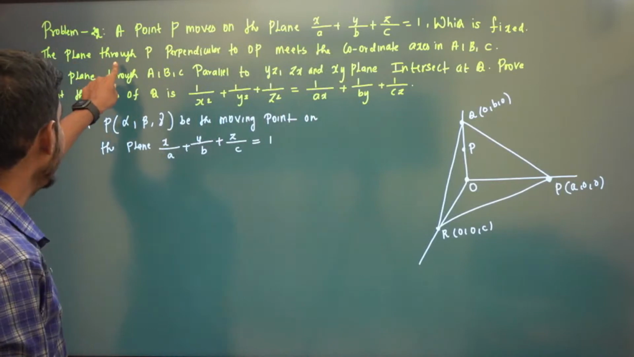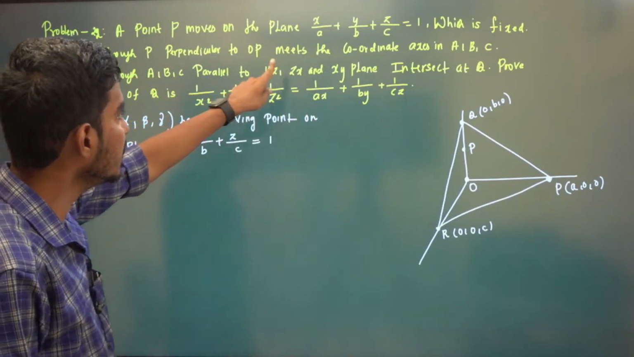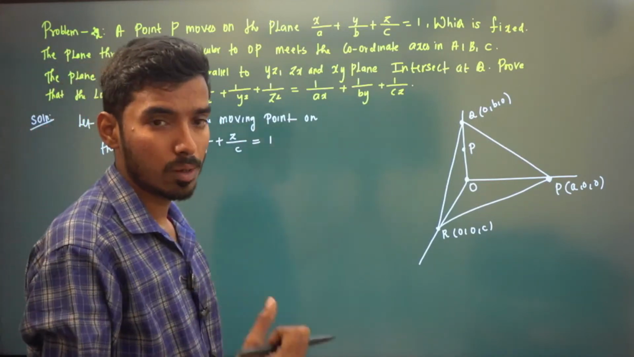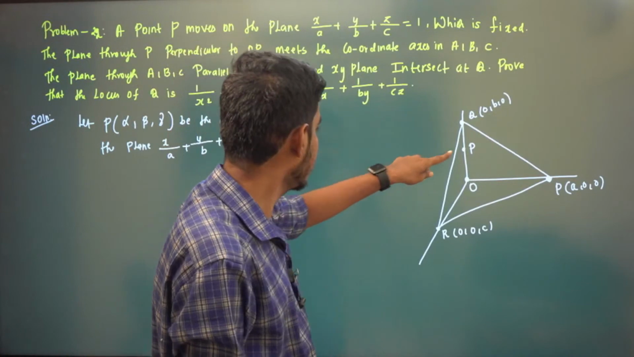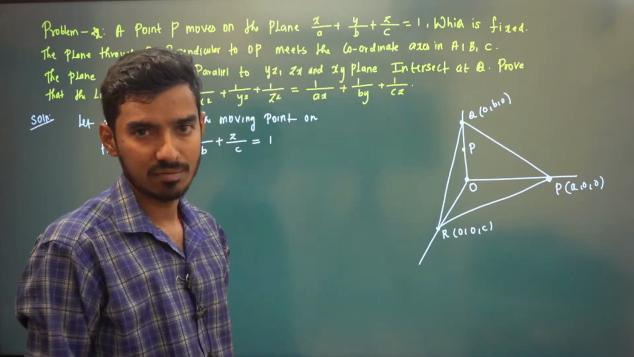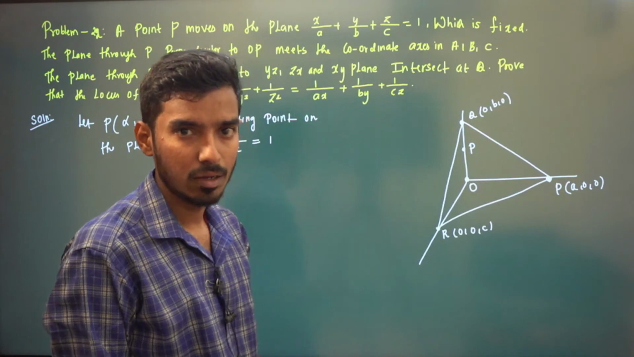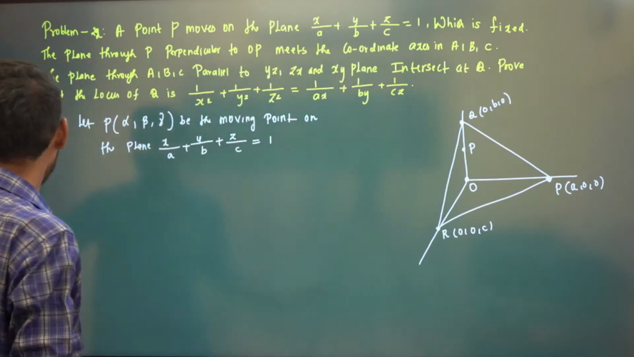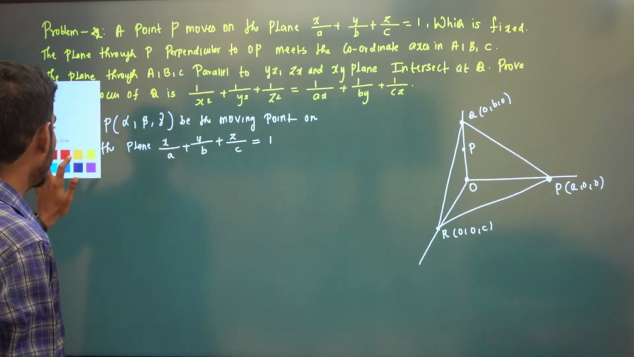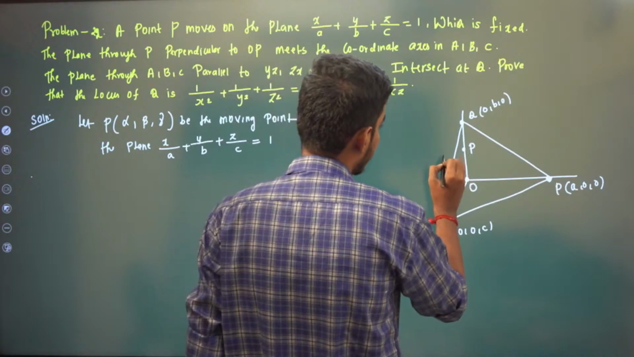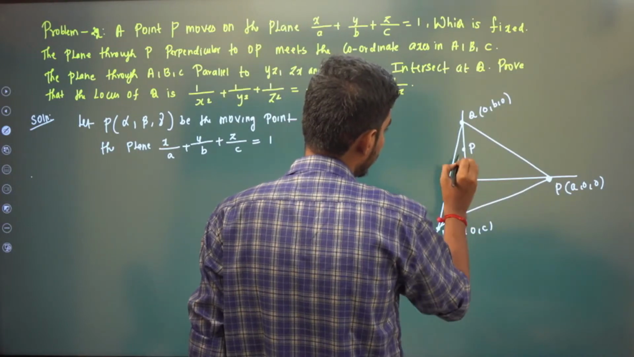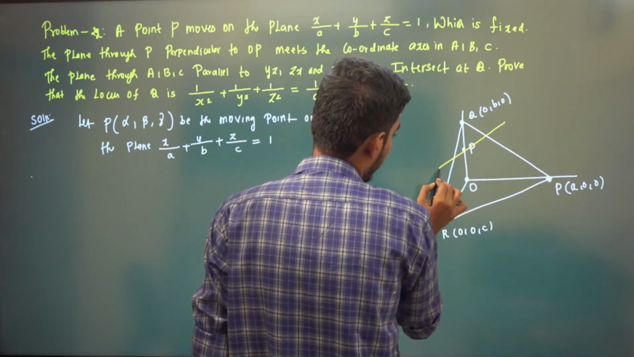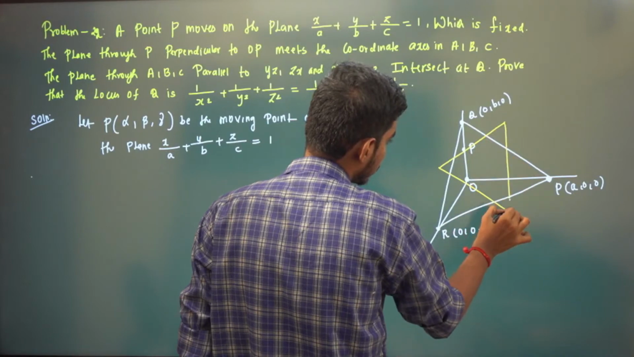Now, the plane through P perpendicular to OP meets the coordinate axes in A, B, C. So what we are doing is drawing one more plane. That plane passes through P and is perpendicular to OP. I'm just going to draw a very rough diagram. So this plane passes through the point P, and also it is perpendicular to OP.